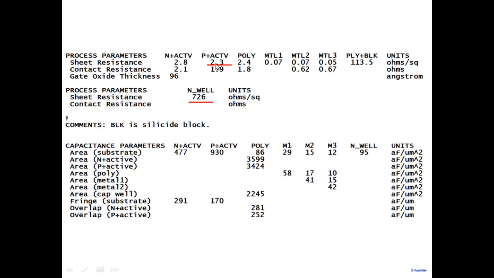P plus is 2.3. Poly is 2.4. And metal 1, obviously, has a very small sheet resistance, 0.07. Metal 2 is 0.07. Metal 3 is 0.05. Poly with a silicide block, let's not worry about it, is 113.5. There's an N well which is 726 ohms per square. So the manufacturer is giving you the sheet resistance of the different layers that are there.